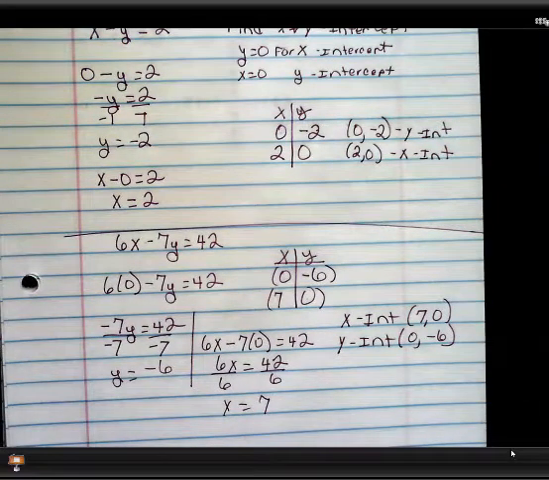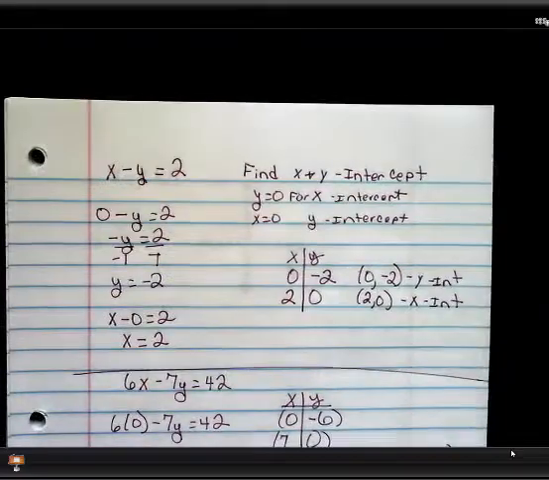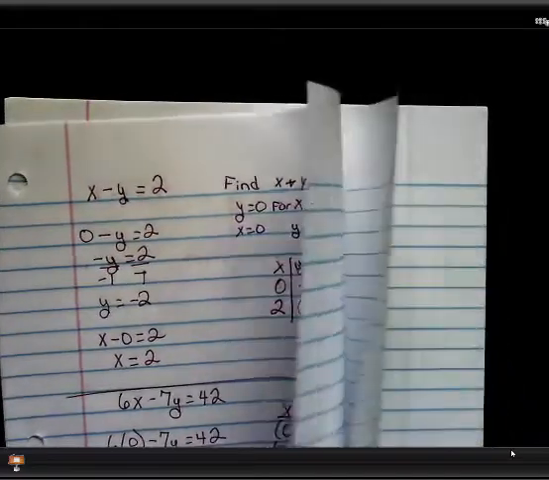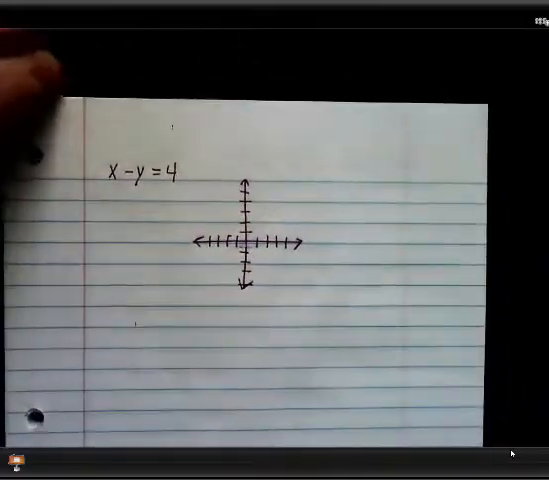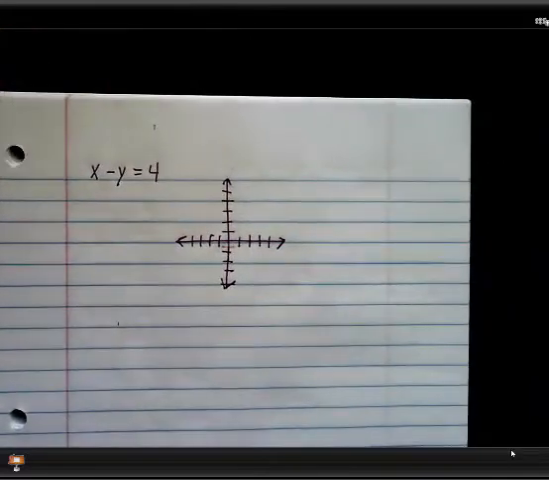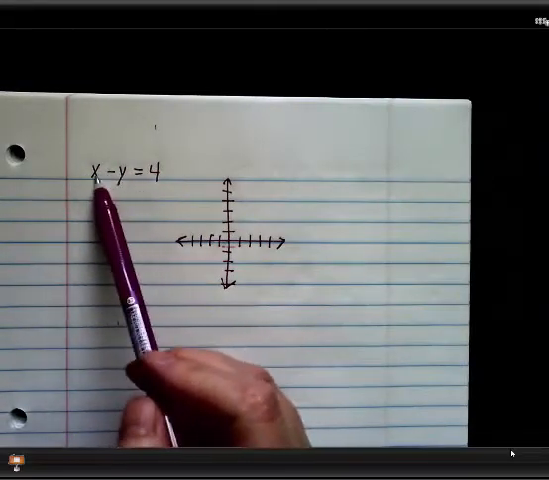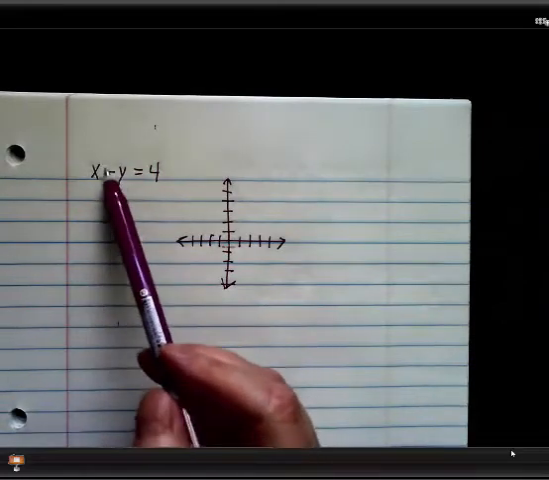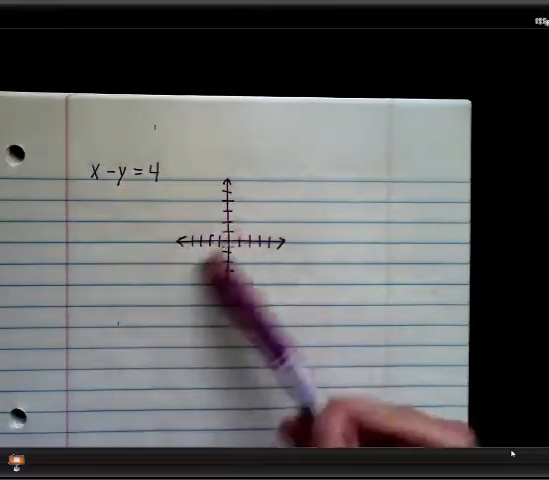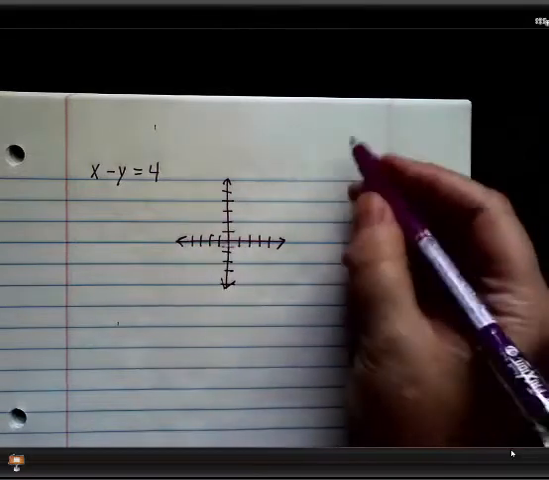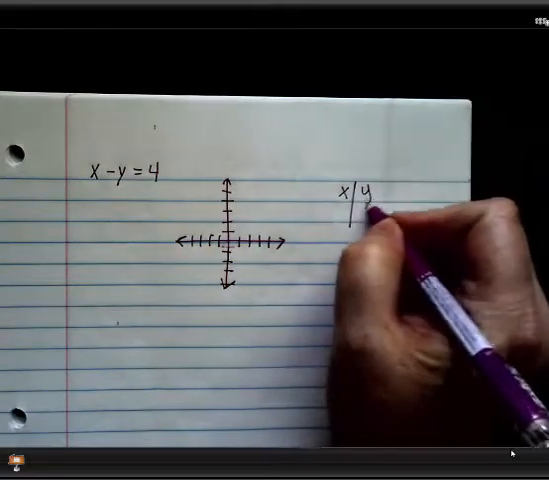Okay, next we're going to actually just give you the equation to graph. So on this problem, I want to graph x minus y equals 4. Now, I'm going to teach you several different ways to graph a linear equation in this whole unit. For this particular problem, whenever you have the x and the y on the same side, it's always easiest to graph by intercepts. And that's what they want you to do on this problem. So I'm going to make my little chart.